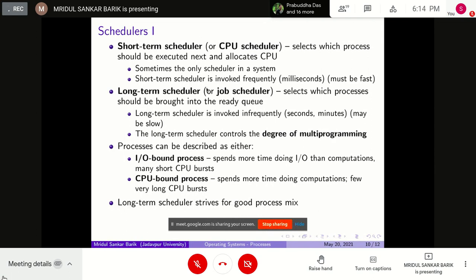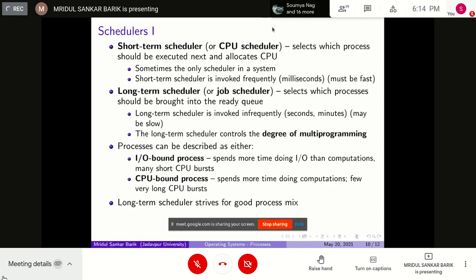So the scheduler category which is responsible for that activity is called the short-term scheduler or the CPU scheduler. It selects which process should be executed next and allocates CPU to that process.